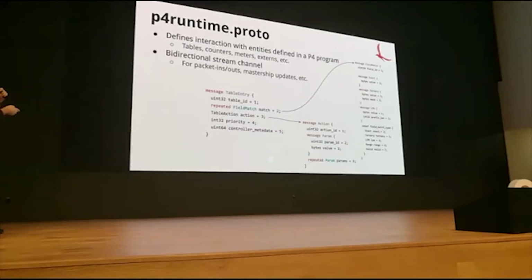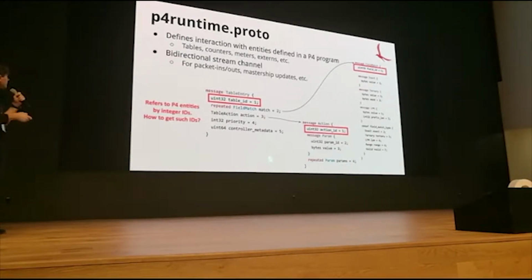As you can see here, for IDs, we use integers. And these integers are used to refer to the P4 entities in the program. The problem is that when we write P4 programs, we use strings. So you write a table name, an action name, an action parameter name. So how can we get such IDs?